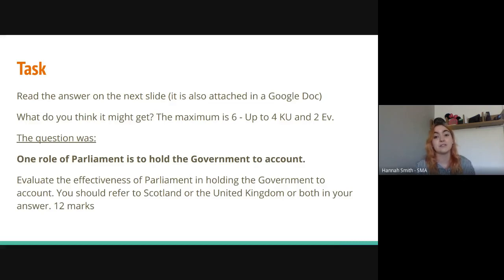The paragraph you're about to see can get a maximum of 6 marks, up to 4 knowledge marks, and up to 2 evaluating. Just so that you know, the question that was in the SQA, this is taken from an SQA answer. One role of Parliament is to hold government to account, evaluate the effectiveness of Parliament in holding government to account, referred to Scotland or UK or both. The reason I've picked this one is we have done the content for this. You should know how to hold the government to account. The examples used might be different. That is fine. There are millions of examples that can be used, but have a think about knowledge.